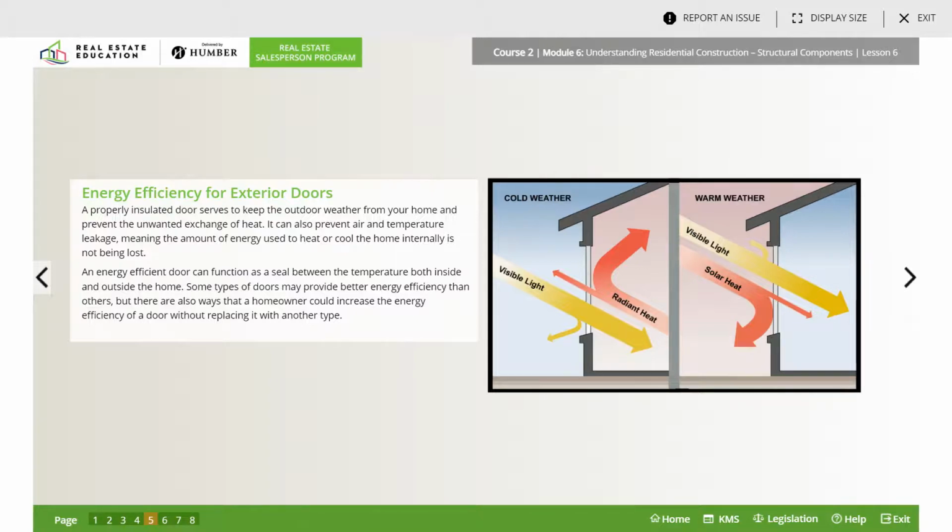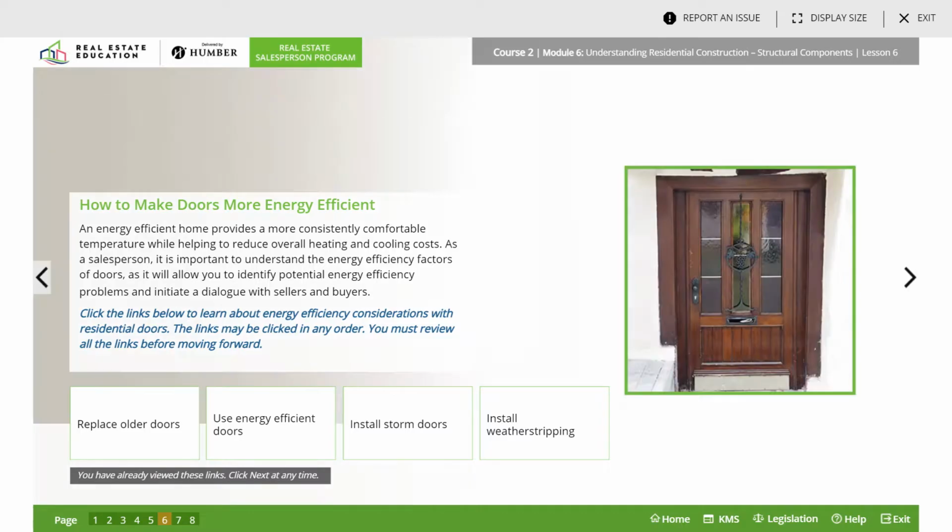High efficiency for exterior doors. A properly insulated door serves to keep the outdoor weather from your home and prevents the unwanted exchange of heat. It can also prevent air and temperature leakage, meaning the amount of energy used to heat or cool the home internally is not being lost. An energy efficient door can function as a seal between the temperature both inside and outside the house. Some types of doors may provide better efficiency than others. A homeowner could increase the energy efficiency of a door without replacing it with another type.